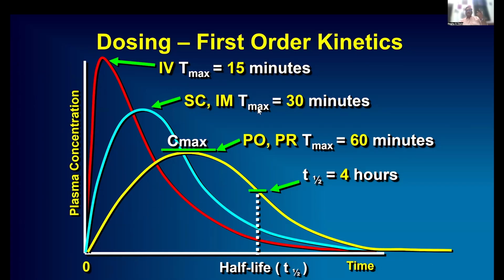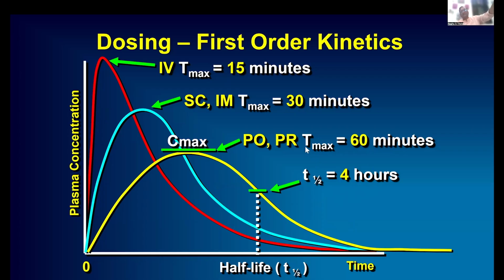Okay, so that's why here the Tmax to reach the Cmax is 30 minutes, and for the IV it is 15 minutes, because it bypasses the entire GI tract. All right, so you got this point. We will talk about the half-life later on, but you remember the half-life is 4 hours. To be very precise, I think you should memorize this.